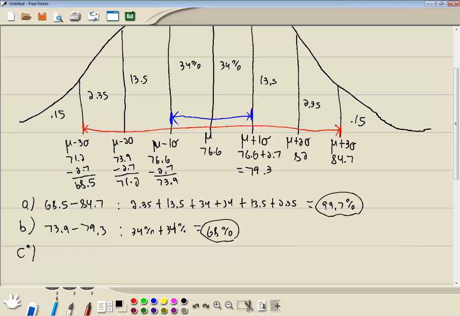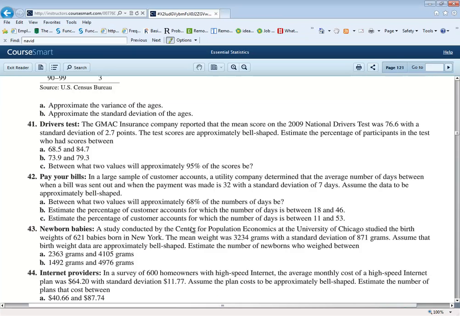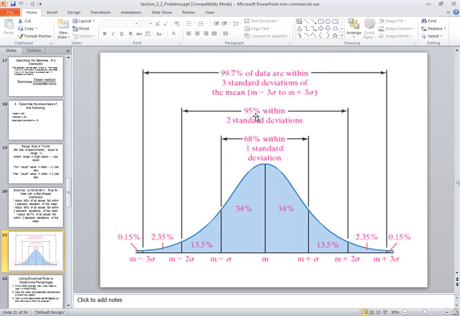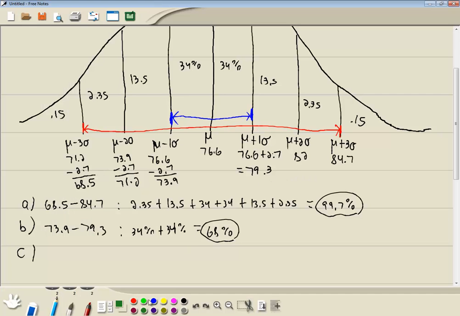C. It says between what two values will approximately 95% of the scores be. This goes back here. You see how it says 95% fall within 2 standard deviations? So they tell you here. I'll do this in green. Here's within 2 standard deviations. Here's my mean. I added 2 standard deviations there, and here I subtracted 2 standard deviations. So the values there are between 71.2 to, and I look straight below here, 82. And those would be your answers.